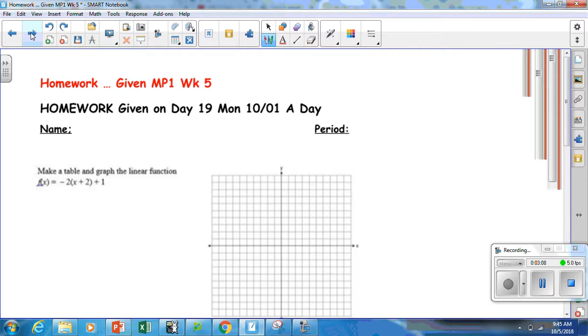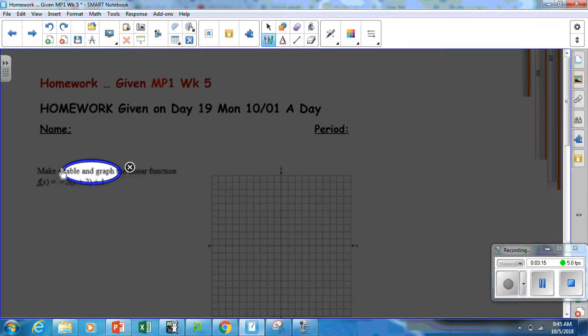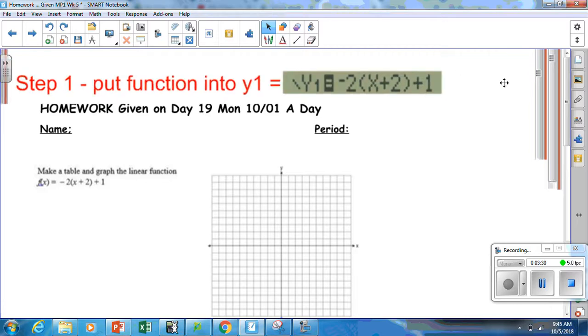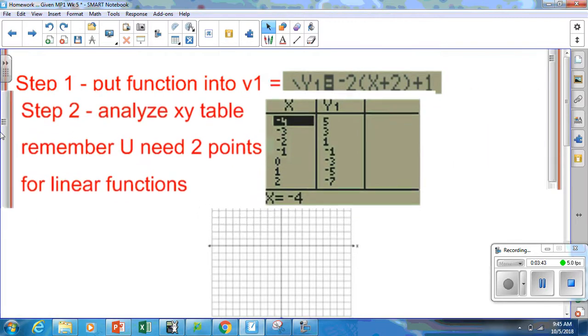Let's consider the second question. Make a table and a graph of the function negative 2 parentheses x plus 2 plus 1. Consider our first step. We want to put that function into our y editor. Consider our second step. We want to analyze the xy table, but we need two points anytime we plot a linear function. What 2 points should you plot?